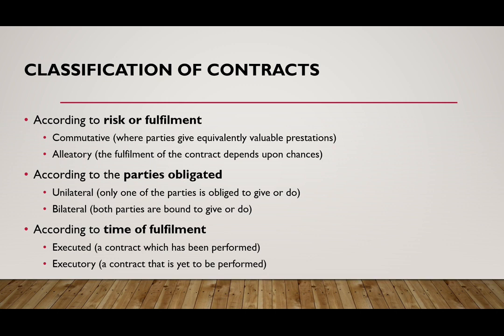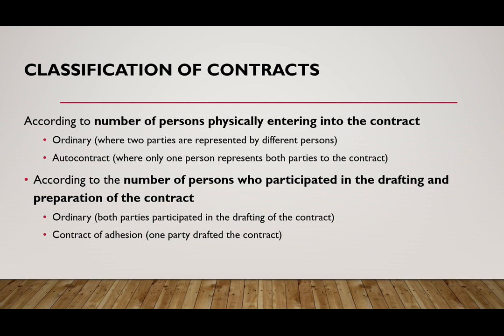Next is according to time or fulfillment. Now, ito, na-discuss na natin to kung matatandaan nyo. Executed, a contract which has been performed, kahit na partial performance yan, executed pa rin yan. Then executory, a contract that is not yet performed. Yung wala talagang performance na nangyari. Wala, as in, kaput. Ganun. Now, punta tayo sa according to number of persons physically entering into the contract. First is ordinary, where two parties are represented by different persons. And by different persons meaning, may different representative sila. While sa auto contract, only one person represents both parties to the contract.